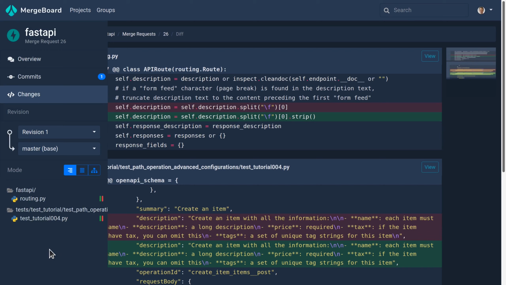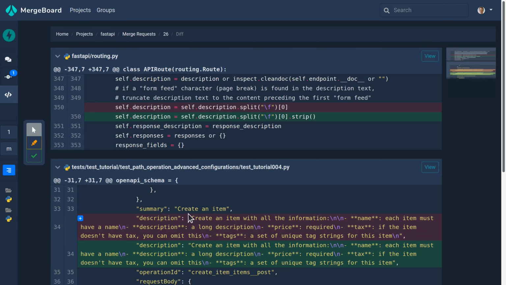We are currently taking a look at the changes made in one of the merge requests. This view should look familiar to what most other tools have, with some key differences. On the one hand, there is a minimap, and on the other, there's the toolbar on the left. These tools allow you to be very precise and speed up your communication.